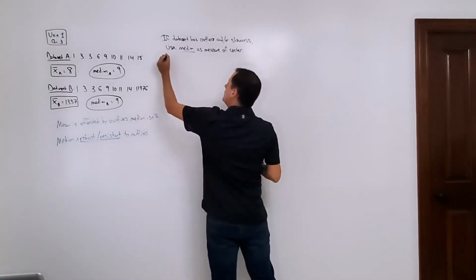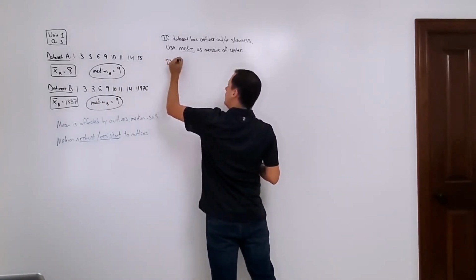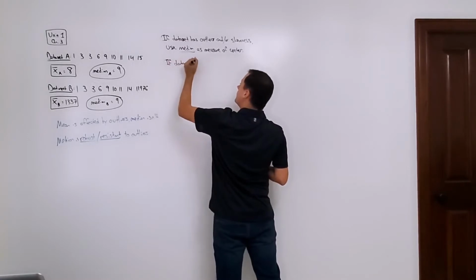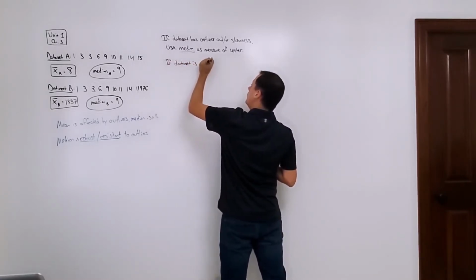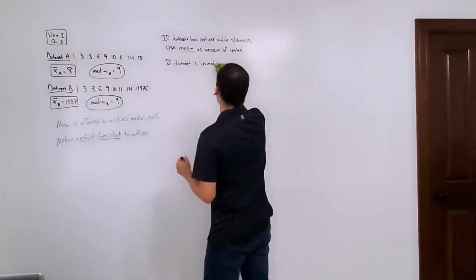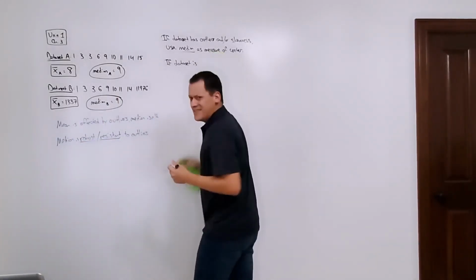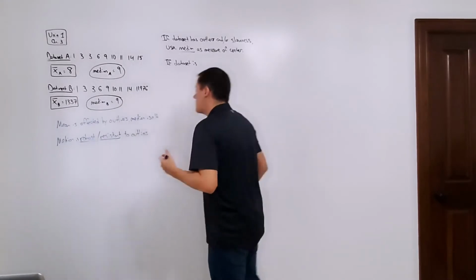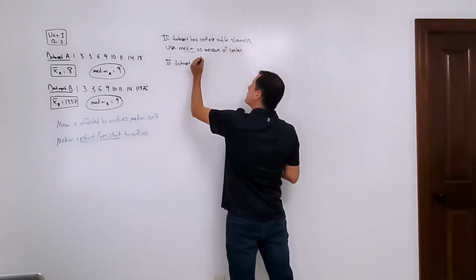So, if the data set is, I don't want to say unimodal necessarily, it doesn't have to be unimodal. The number of peaks doesn't really matter in this case. It's all about whether it's skewed or symmetric.